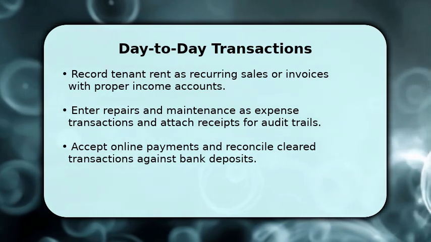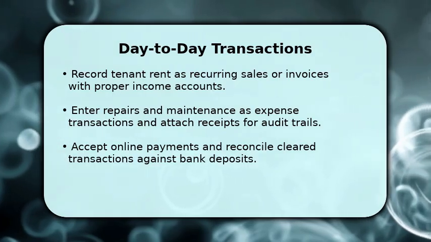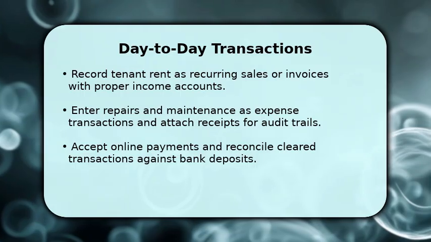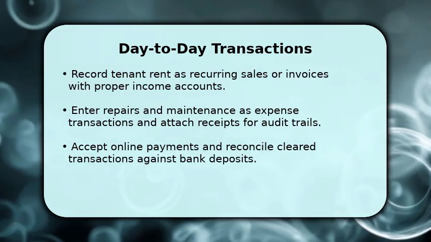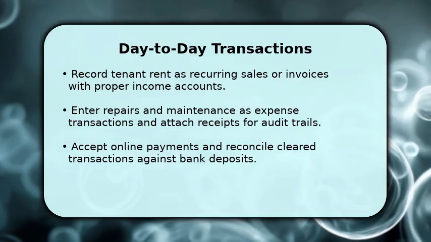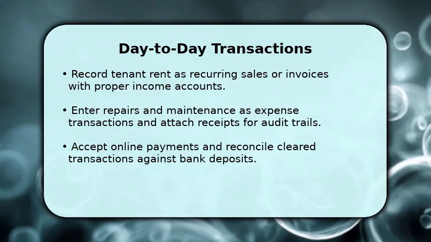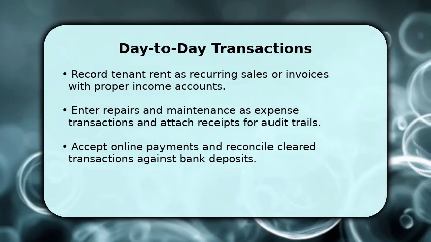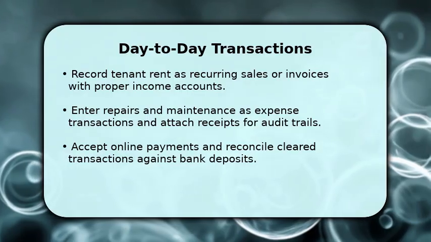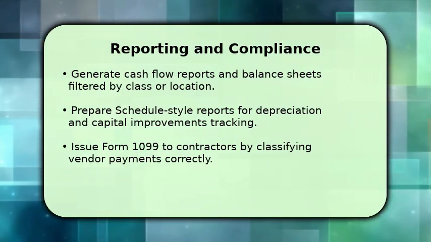Create recurring invoices for rent, record payments promptly, and match cleared deposits to invoices. Enter vendor bills with categorized expense accounts for repairs, utilities, and management fees, and attach receipts or invoices. Run an aging receivables report weekly to track late tenants and create bank rules to reduce manual data entry and mistakes. Use QuickBooks reports to measure property performance and prepare for taxes.